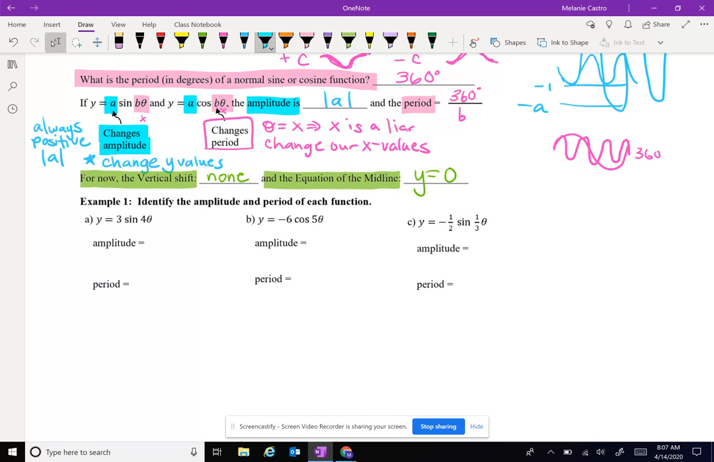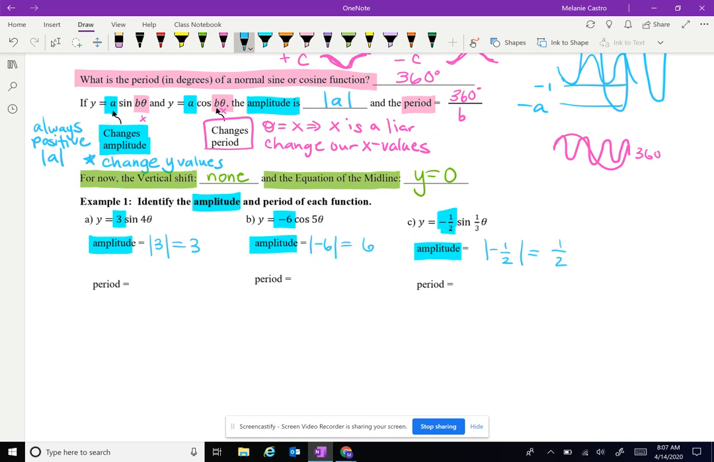Okay, so this is just practice of being able to identify the amplitude and the period of each function. If we're looking for the amplitude, we're looking for the value in front of our function, and we're always going to make that positive. So the absolute value of 3 is just 3. So our amplitude is 3. The amplitude for the next one would just be 6. The amplitude of negative 1/2 is still 1/2.